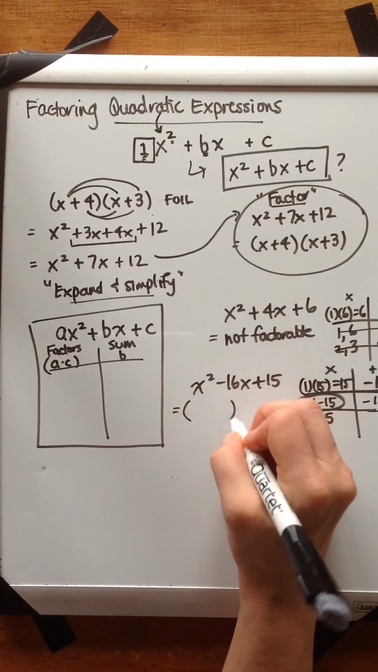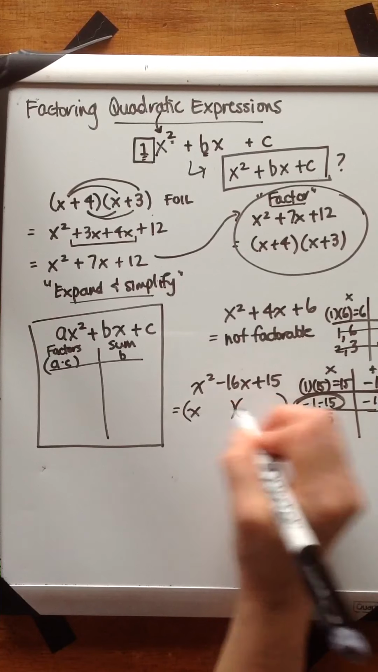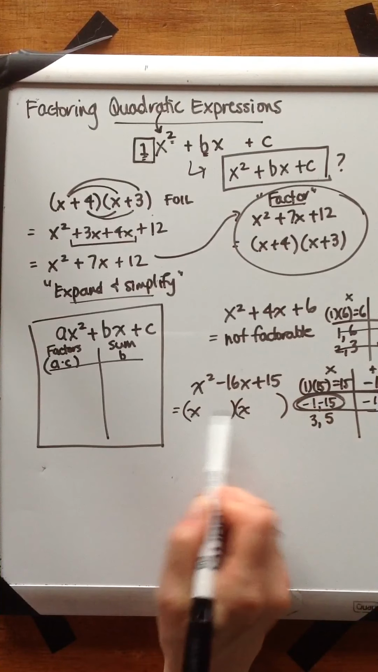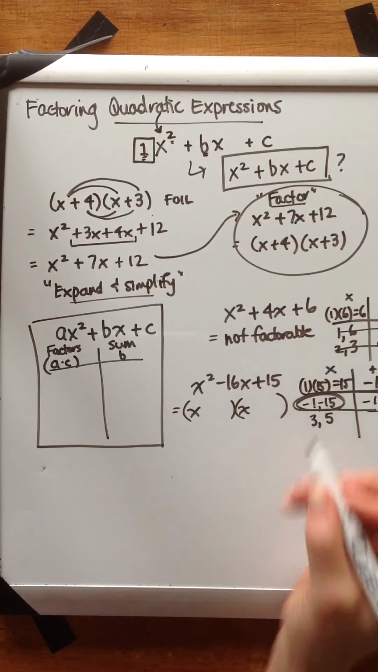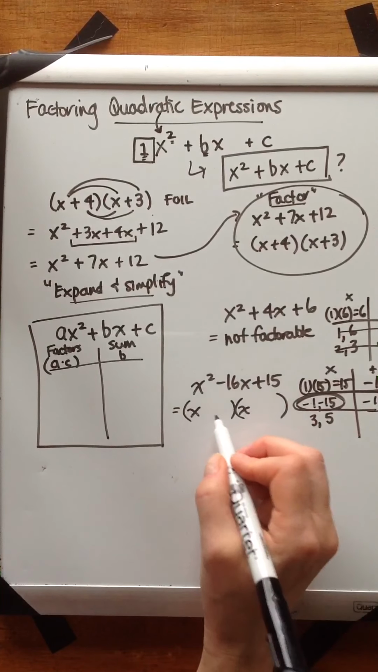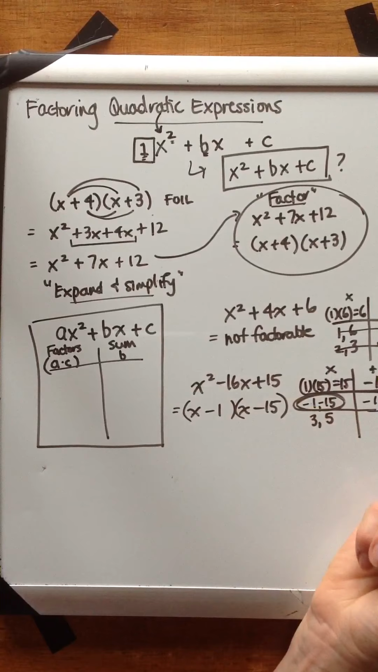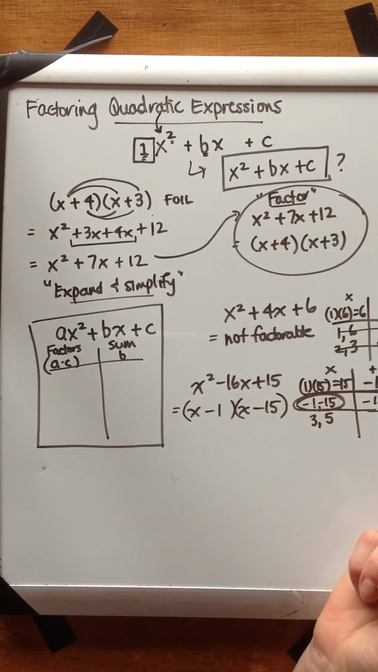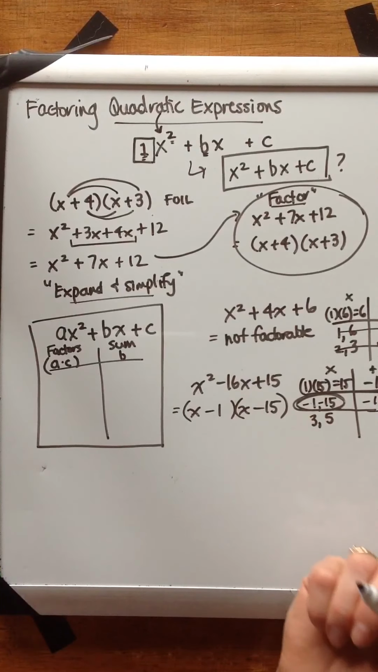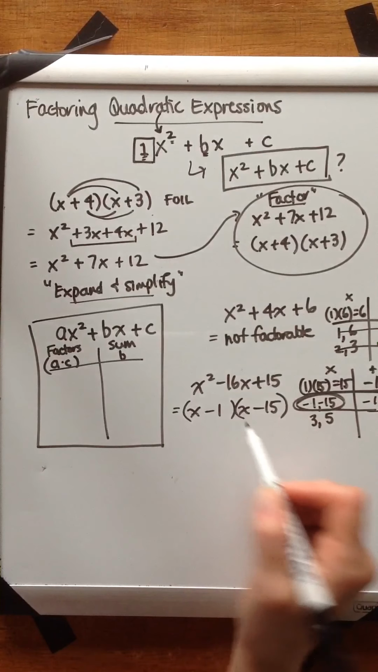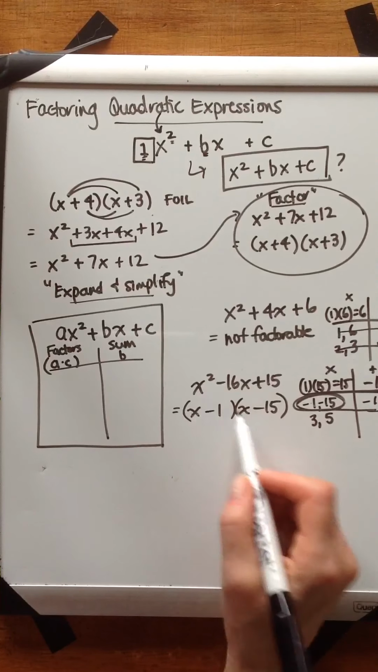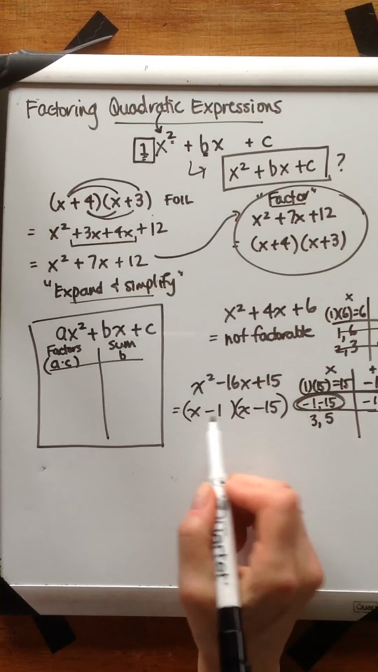which means I can write this in factored form as x times x, because x times x gives me x squared, and I can put the negative 1 and the negative 15 in the other places. Negative 1 and negative 15. It doesn't matter which order. If you do a quick mental check, you should, if you FOIL it out or expand it, do the opposite process, get the question that you started with.